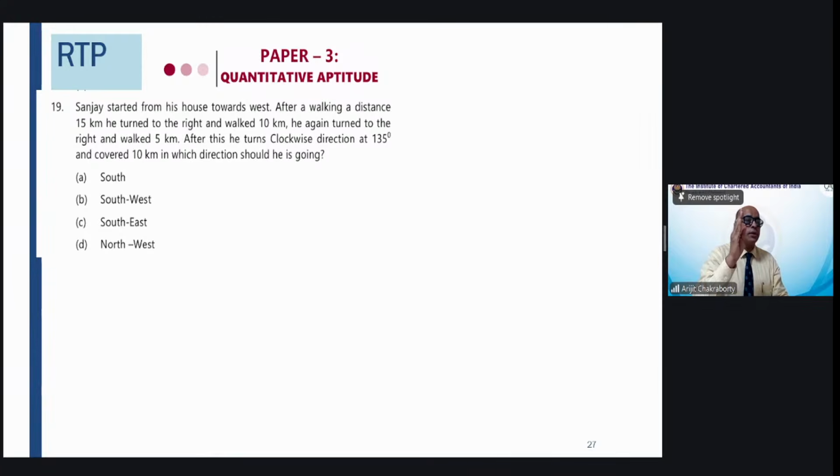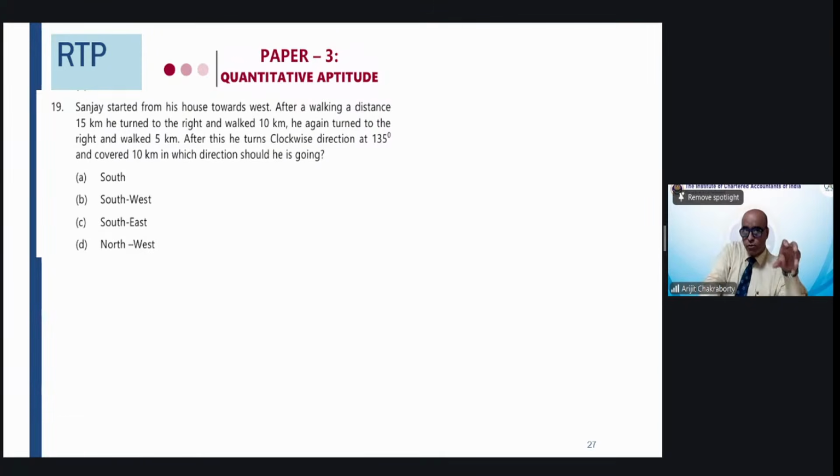He again turns towards the right. उत्तर दिशा से दाहिने और आप turning ले रहे हैं. That means you are moving towards the, not say right side, east, अभी पूरब दिशा. So 15 kilometer west में जाने के बाद he turns to the right, walks 10 kilometers towards north, उत्तर दिशा. He again turns to the right and walks 5 kilometers, this time towards east. After this, he turns clockwise direction.